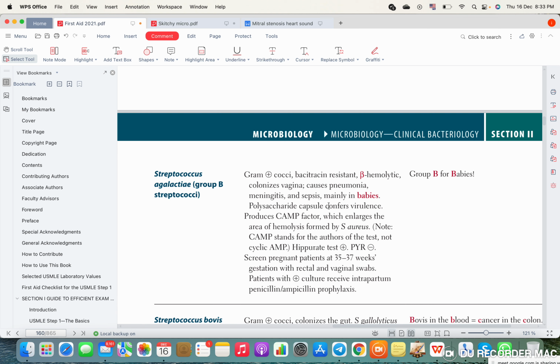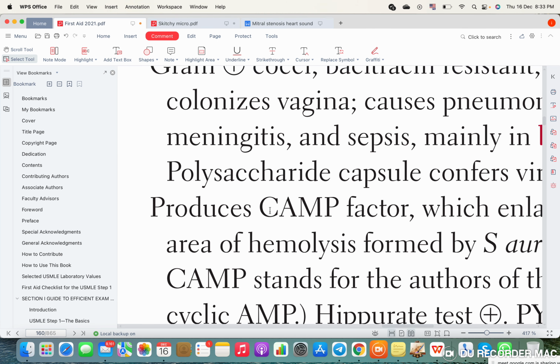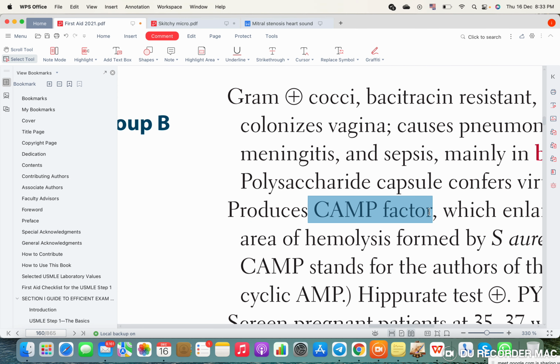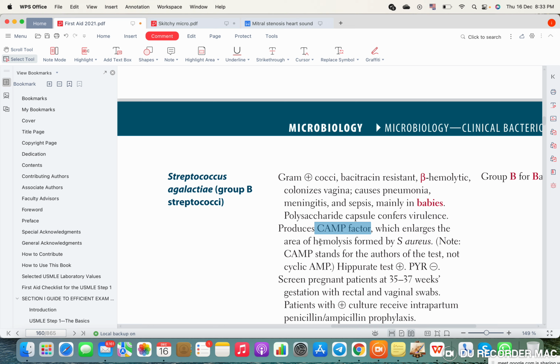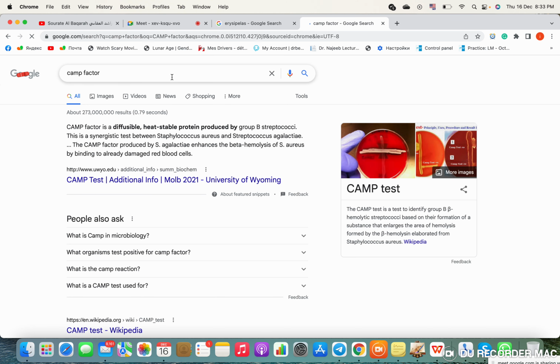Polysaccharide capsule confers virulence, so it's the polysaccharide capsule that leads to the problem. It produces CAMP factor. Guys, I want you to be careful. It's not cyclic AMP. This is not cyclic AMP. The CAMP factor is named after the scientists' names.